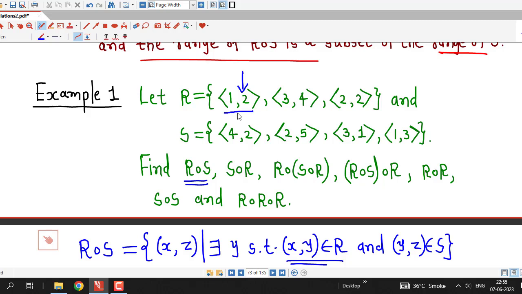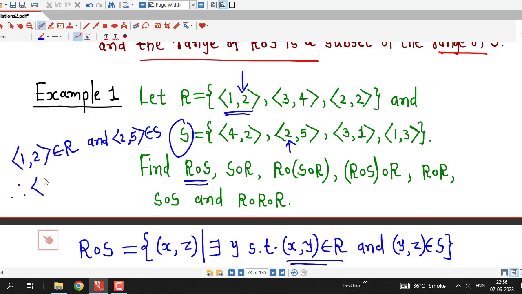First we start with this ordered pair 1 2, and we will search in relation S for those ordered pairs whose first element is 2. So here we have first element as 2. This is the only ordered pair in which first element is 2. So we can see here ordered pair 1 2 is in R, and ordered pair 2 5 is in S. Therefore ordered pair 1 5 belongs to R composite S.